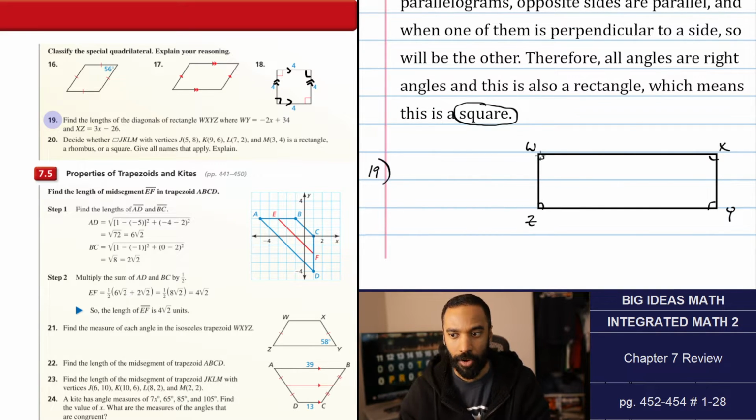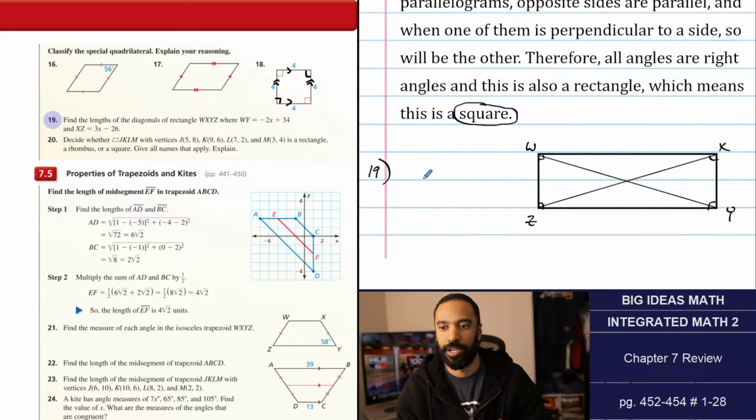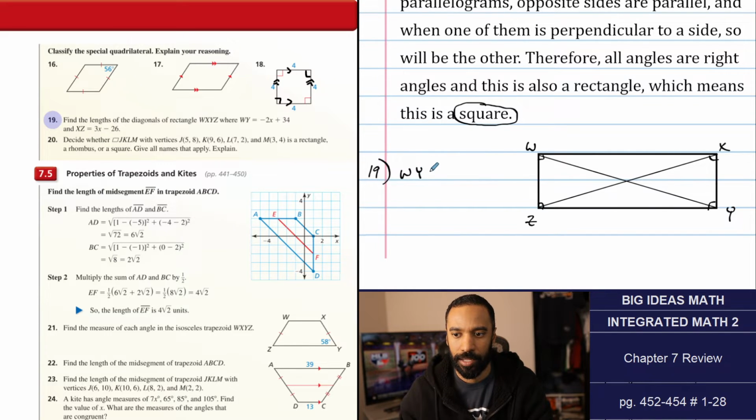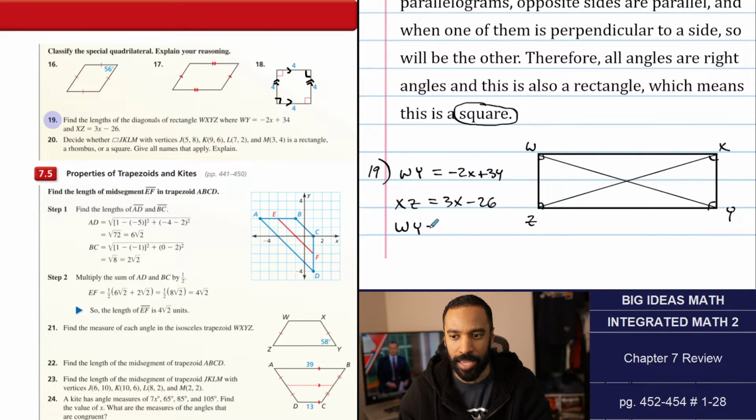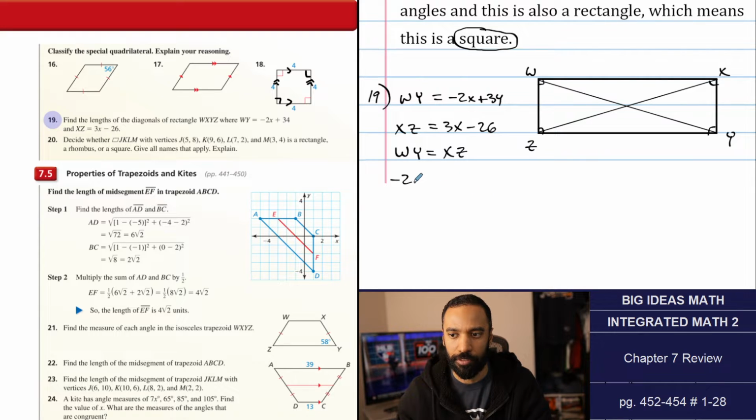In a parallelogram, which a rectangle is, diagonals aren't necessarily congruent. But in a rectangle, diagonals are congruent to each other. WY is negative 2x plus 34, XZ is 3x minus 26. In a rectangle, these equal each other. WY equals XZ. So we set negative 2x plus 34 equal to 3x minus 26, and let's solve for x.